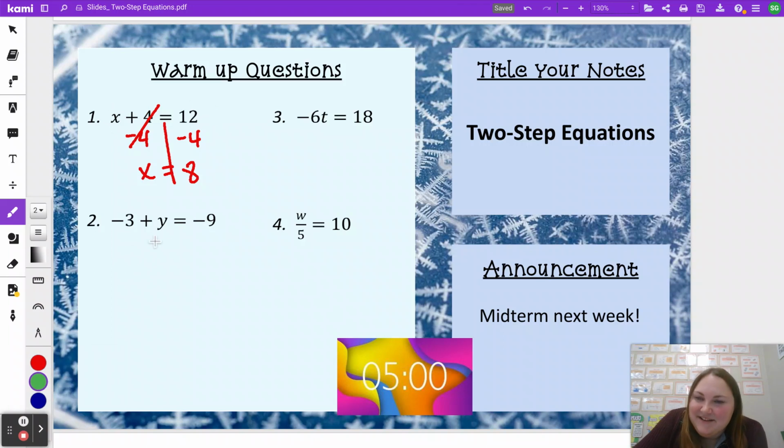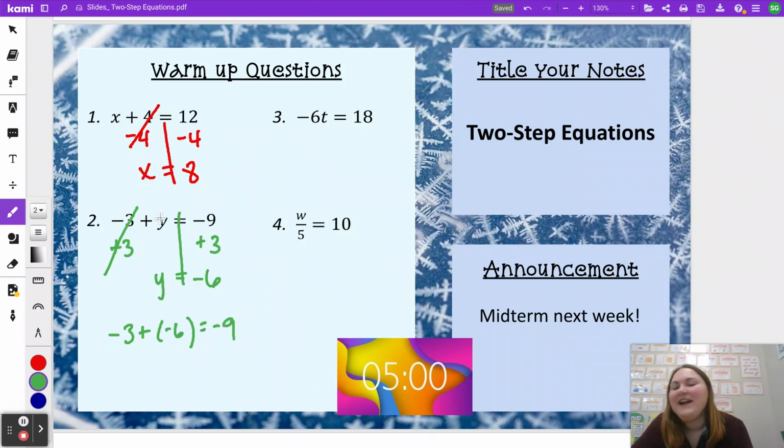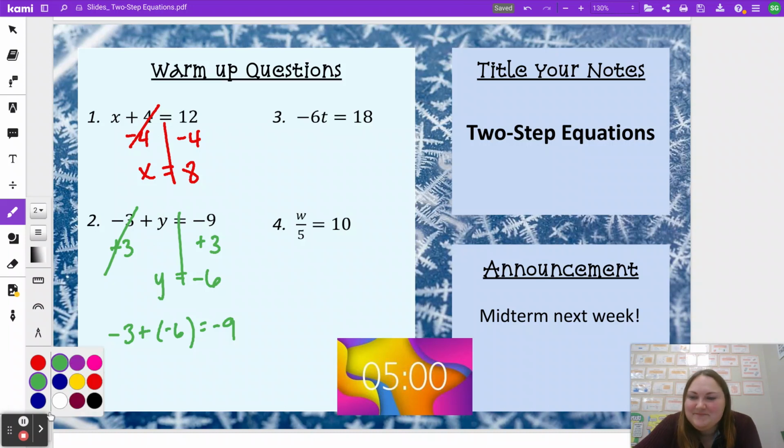We continue the idea of doing the opposite, and in number 2, I would need to do the opposite of a negative 3 to get y all by itself. The opposite of negative 3 is a positive 3. And once again, we always do that on both sides of our equation. Negative 3 plus 3 gives me that 0. 0 is nothing, so I can say those cancel out. And I get y equals negative 9 plus 3, which would be a negative 6. That must mean that negative 3 plus negative 6 does in fact equal negative 9. Our missing number was negative 6.